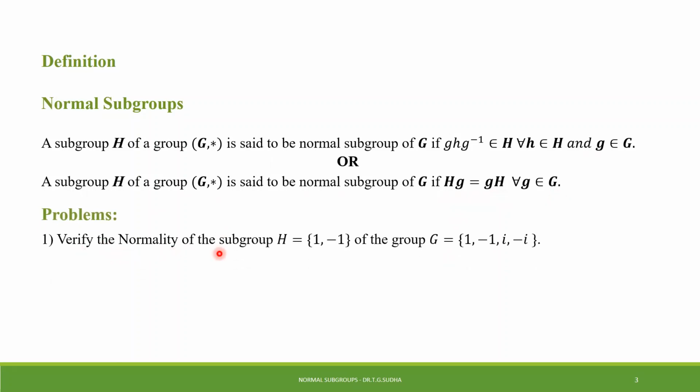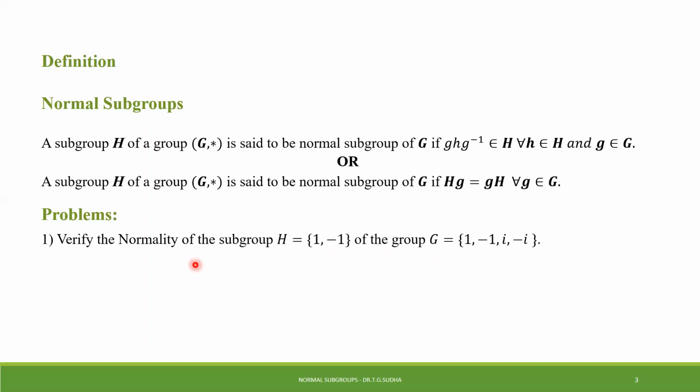Verify the normality of the subgroup H equal to {1, -1} of the group G equal to {1, -1, i, -i}. So G is the multiplicative group of fourth roots of unity, and H is also a multiplicative group, that is, square roots of unity, and H is a subgroup of G.